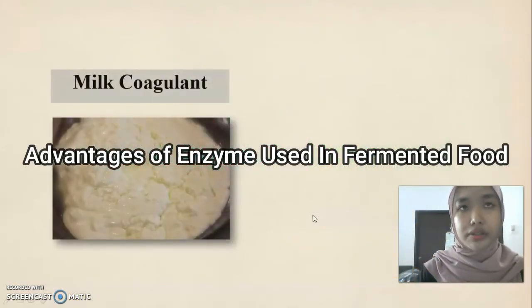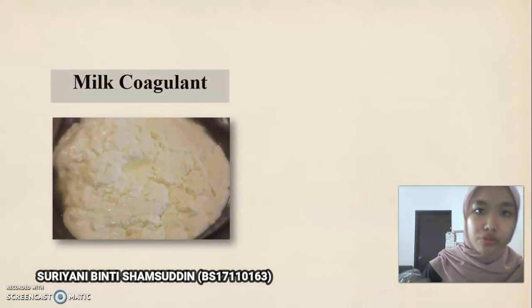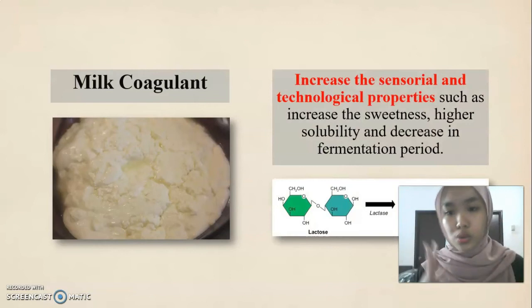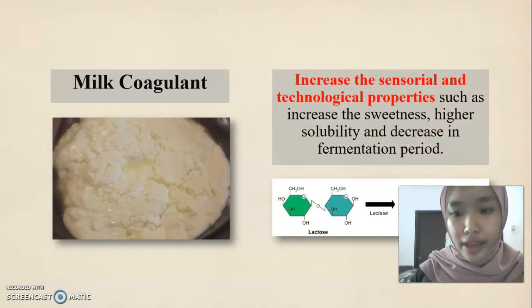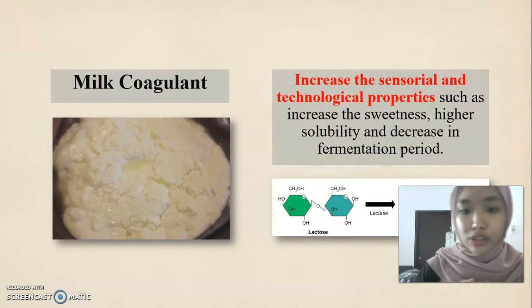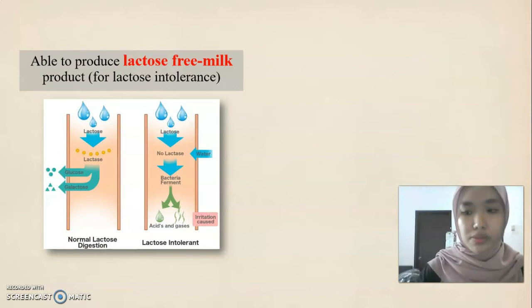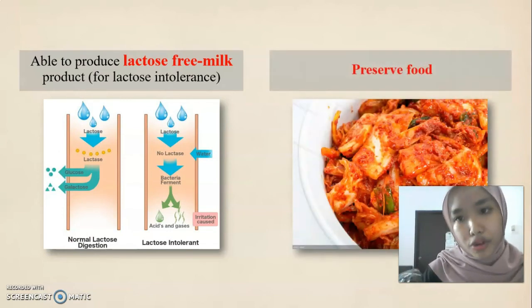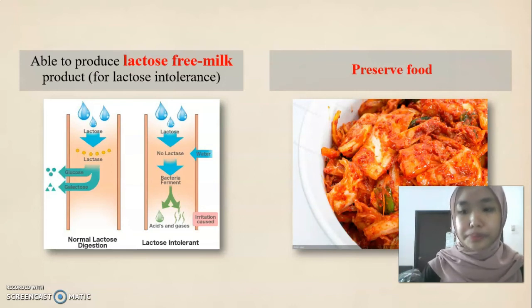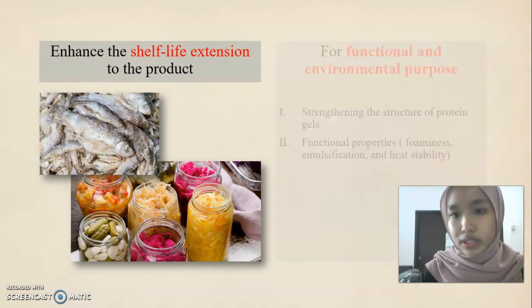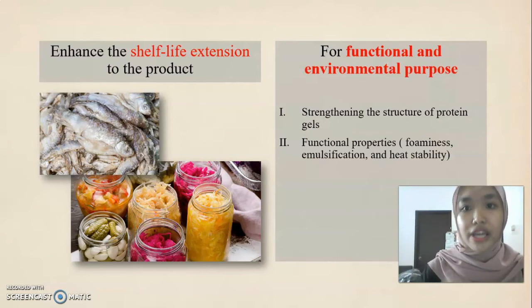First, milk coagulating enzyme is used to aggregate the milk to form a curd. Second, to increase the sensorial and technological properties, such as increasing the sweetness. For example, they use lactase to hydrolyze lactose to produce simple sugars, and then are able to produce lactose-free milk products, which are basically for lactose intolerance. Then for preserved food, next, to enhance the shelf life extension of the product, which means we can store the food much longer. And lastly, for functional and environmental purposes, which is to strengthen the structure of protein and for functional properties.